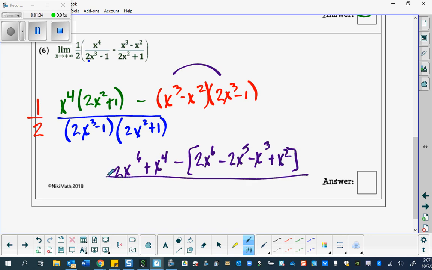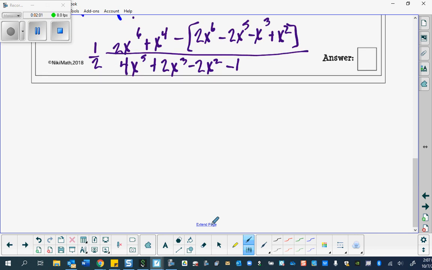And that's going to be all over, don't forget about your 1/2. And I have 4x to the 5th, right? 4x to the 5th plus 2x cubed minus 2x squared minus 1. How am I doing?